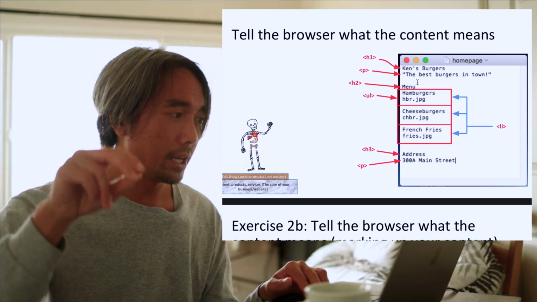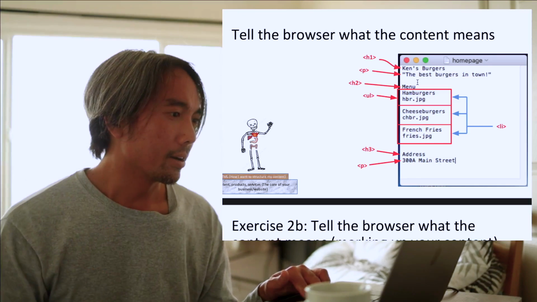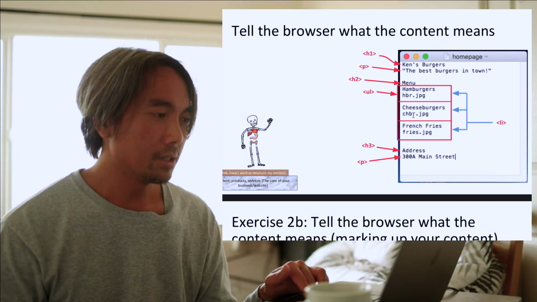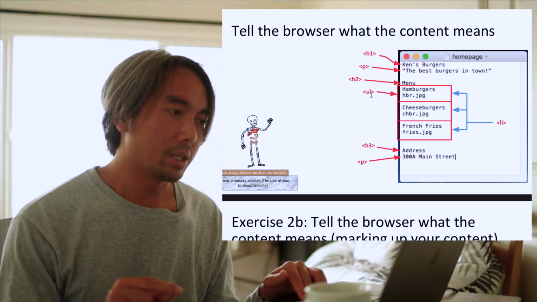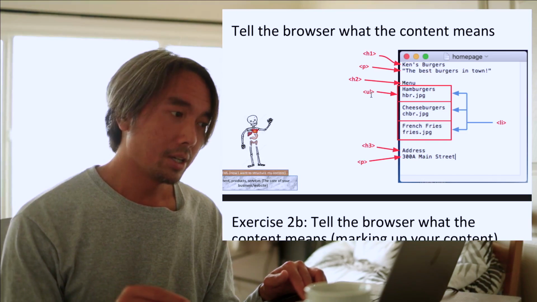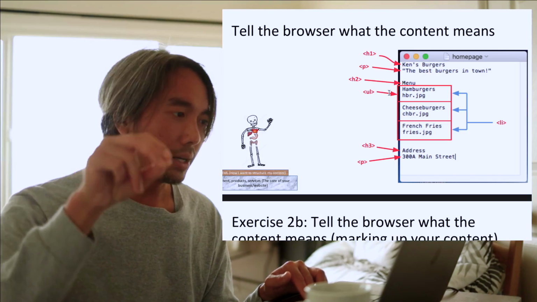So we mark it up with the H2 with our marker. Okay, and next we have a list of products. So again, a UL tag. UL stands for unordered list. Okay, so we're going to mark that up with a UL to tell the browser.